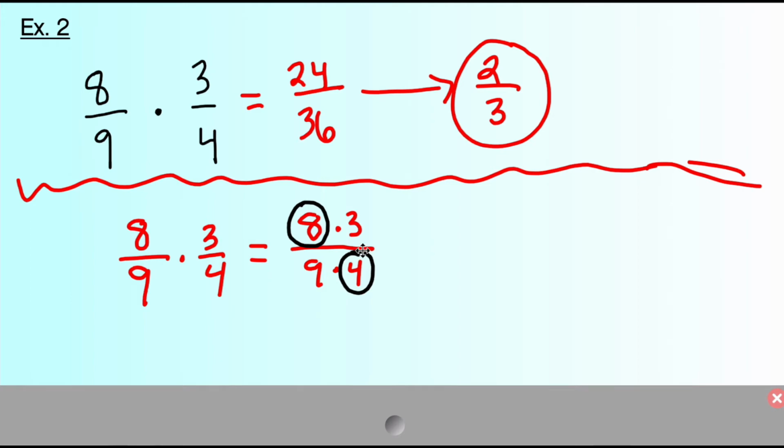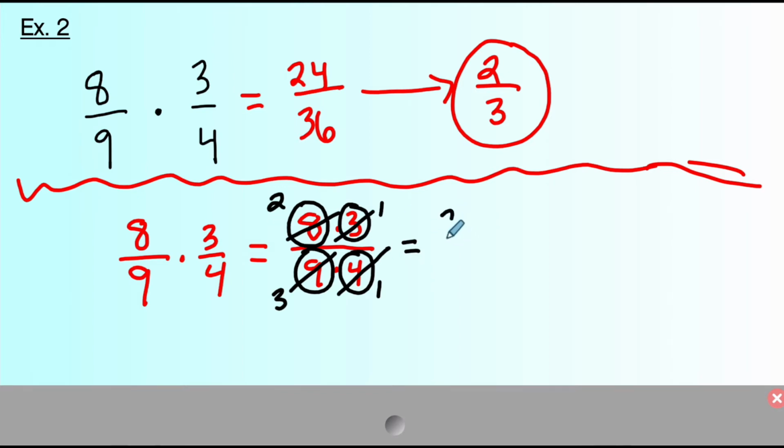8 and 4 can both be divided by 4. 4 divided by 4 is 1. 8 divided by 4 is 2. I also see that 9 and 3, these both share a common factor. Those can both be divided by 3. 3 divided by itself is 1. 9 divided by 3 is 3. And what do you know?